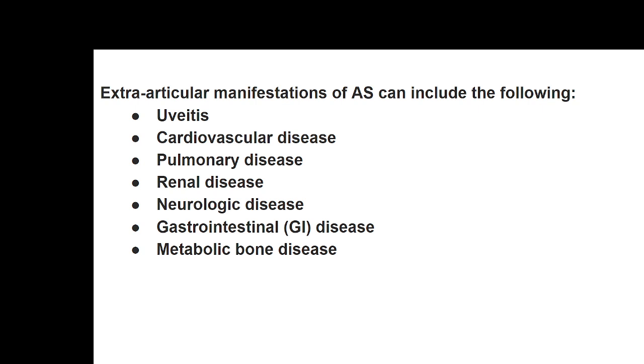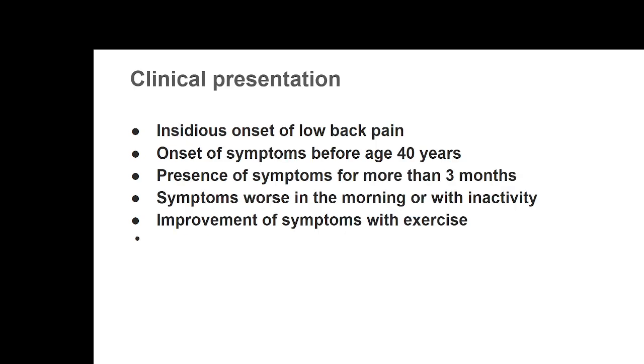A patient of ankylosing spondylitis can also have other symptoms in other systems, like uveitis, where there could be irritation in the eyes, or cardiovascular diseases, pulmonary diseases, renal, neurological disorders, gastrointestinal disorders, metabolic bone disorders like osteomalacia. They are very commonly coexisting. So if a patient is presenting with ankylosing spondylitis signs, it's also necessary to examine the other systems and rule out those other pathologies.